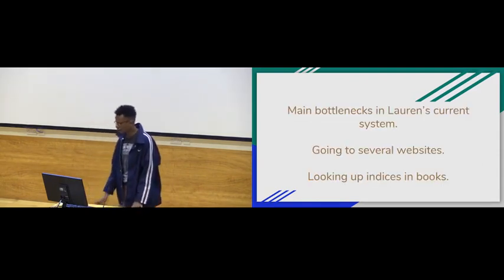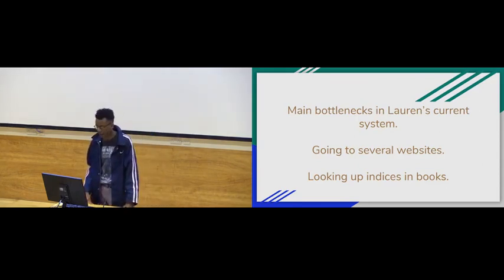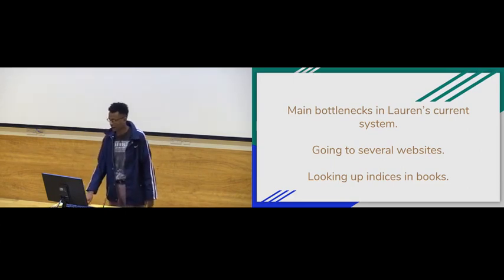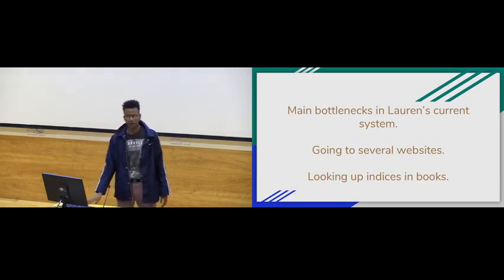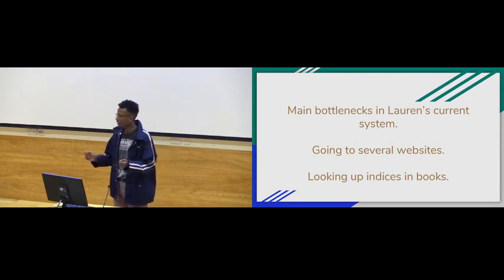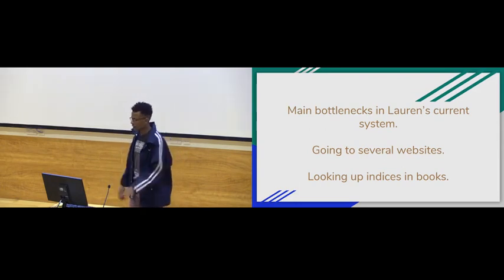But then there's a lot of bottlenecks. She has to go to several different websites, which is a bit of an issue, because she's typing in the same query all over again. And another issue is a lot of the information is actually in hard books, like physical books. I know, a bit of a foreign concept. But yeah, she has to look through these books for indexes, and these indexes work like a library. They'll tell you where in the Herbarium a particular plant is.